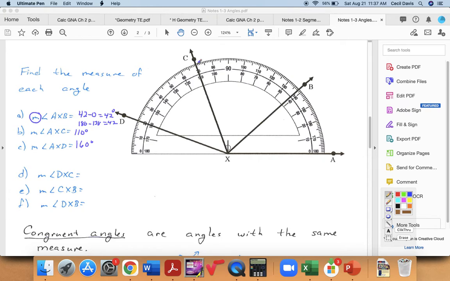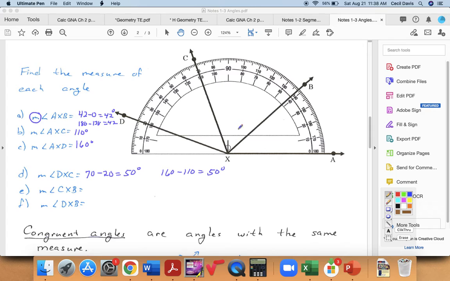So for DXC, I just need to decide whether I'm going to use the outside scale or the inside scale. It does not matter. I usually use whichever one is smaller. So I'm going to use the outside scale here. This runs through 70. This runs through 20. It'd be 70 minus 20 is 50 degrees. If I'd use the inside scale, this runs through 110. This runs through 160. 160 minus 110, also 50 degrees.